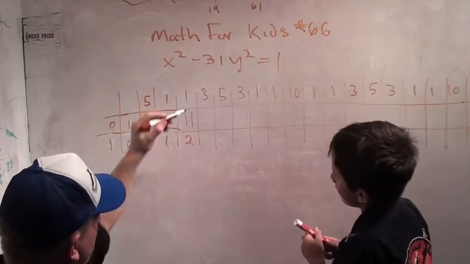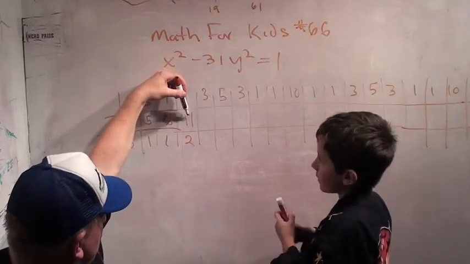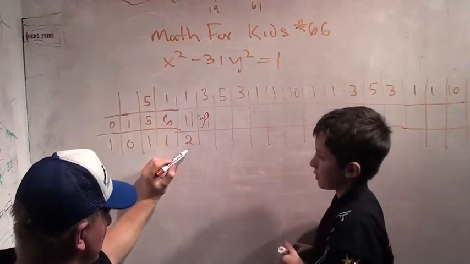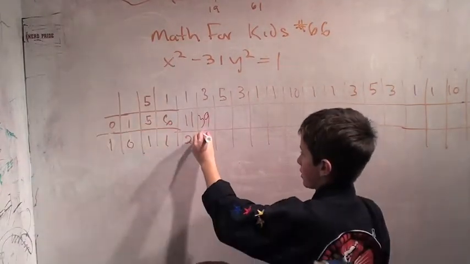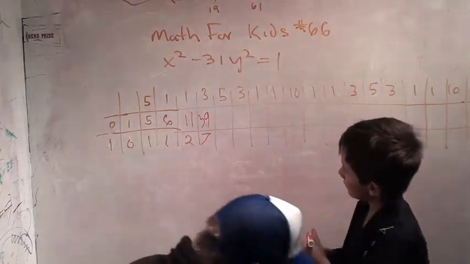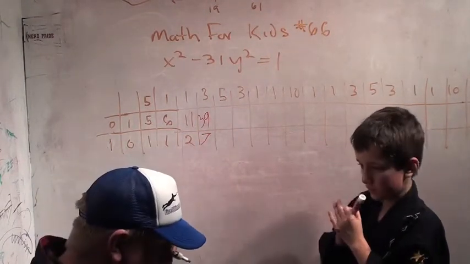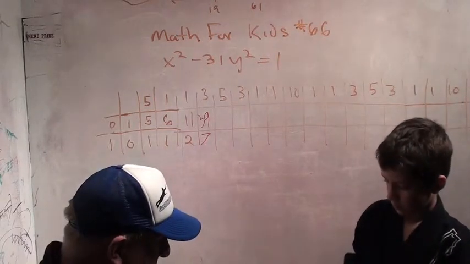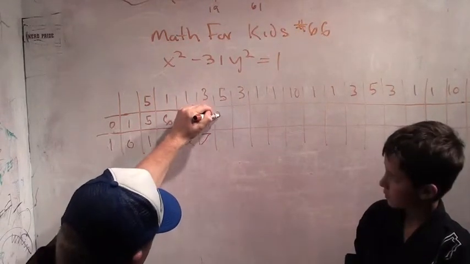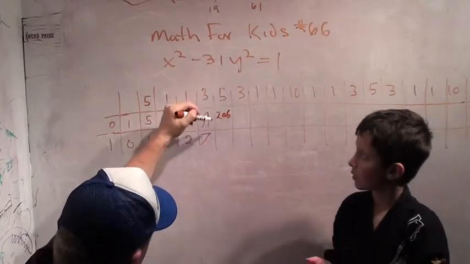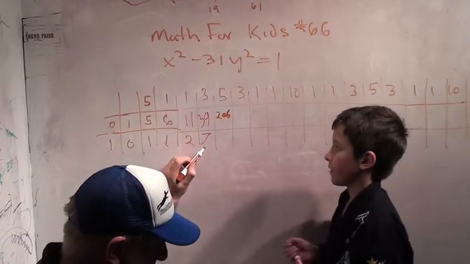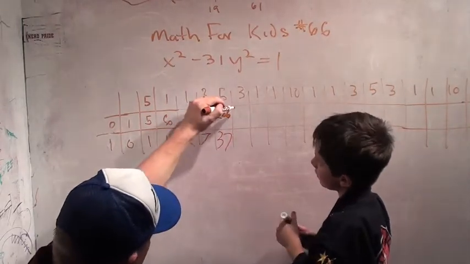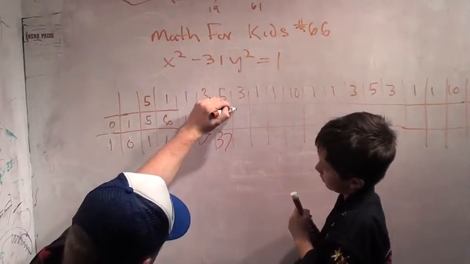3 times 11 is 33, plus 6 is 39. 3 times 2 is 6, plus 1 is 7. Okay, good. Now luckily I've written some of these down ahead of time. 5 times 39 plus 11 is 206. 5 times 7 is 35, plus 2 is 37. The next one becomes 657 over 118.